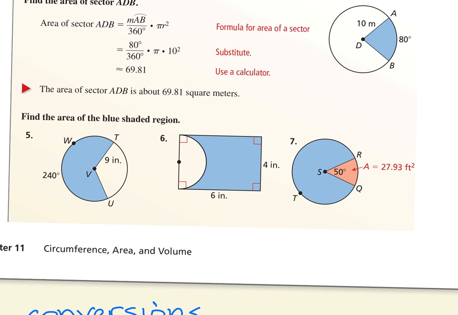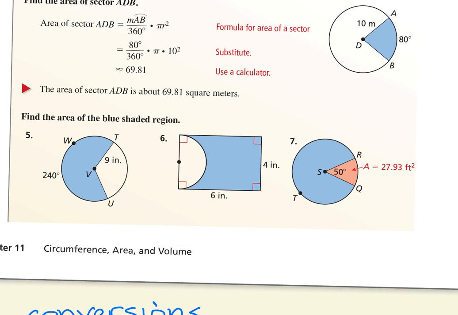All right, so 7 says to find the area of the blue shaded region. So for 7, the red is the information that's given, right? And then it says to find, I want the blue. So if I know 2 things, the arc measurement and the area of that small red one, I would need to know what to find the area of the rest of it. Like, what are you missing?